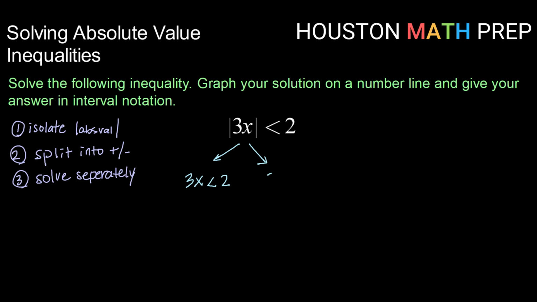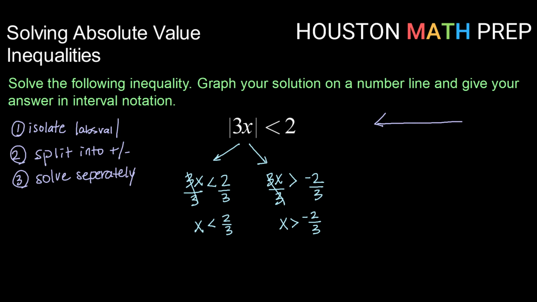And when we split into the negative, so 3x and negative 2, because we're working with an inequality, remember that means we need to flip the direction of the symbol. So our second inequality is 3x is greater than negative 2. Now solving each one of those, I'm going to divide both sides by 3. So I have x is less than 2/3. And dividing the second one by 3, x is greater than negative 2/3.